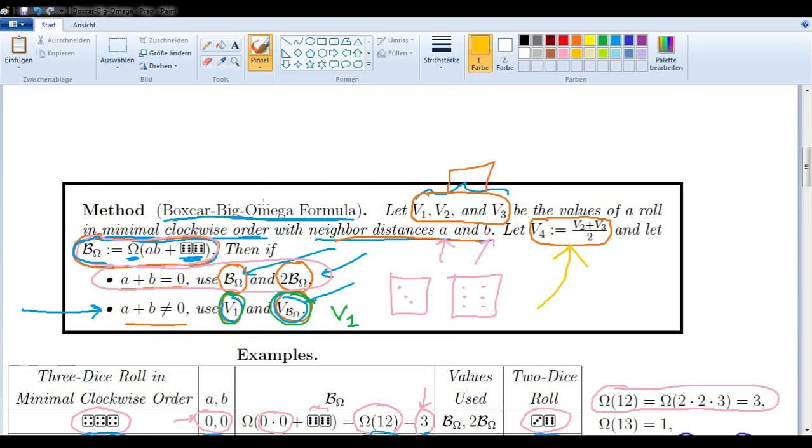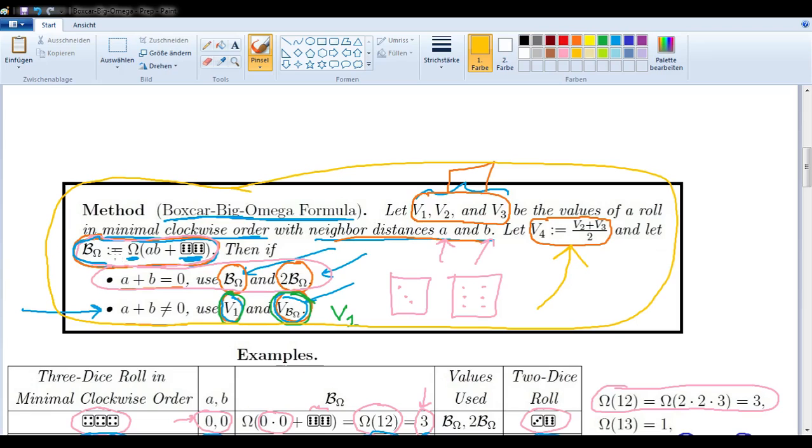So that's Boxcar-Big-Omega, very compact. Now, no one said that this was an especially practical way of performing this 2-dice simulation, right? There are simpler ways. I have other videos with things that are easier to remember. But this one I think is interesting because it is so compact.